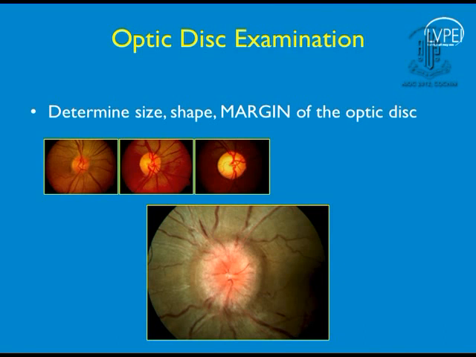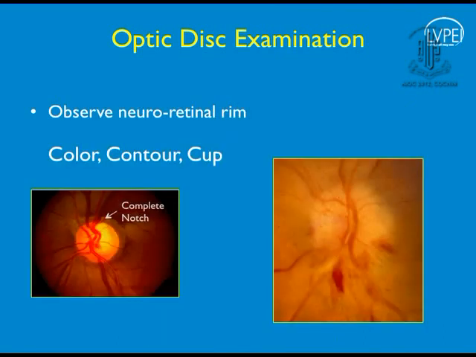The next parameter is the neuroretinal rim. We talk about the color, contour and the cup. The contour is more important in glaucomatous discs where we look for notches. In the case of non-glaucomatous discs, look here, the color of the rim is pale. This is very much in contrast to a glaucomatous disc. Here the rim is pink and here the rim is pale. And because of the swelling, the cup is obliterated.